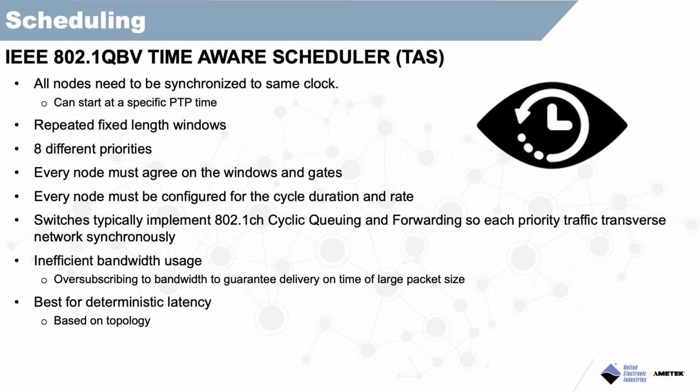Switches implement something called 802.1Qch, cyclic queuing and forwarding, so that latency can be measured and traffic can traverse the network. Even non-TSN traffic is gated and is released in time slots, which can result in bursts of traffic that belong to a longer stream. This system can be somewhat inefficient with bandwidth, as the windows or gates are sized to the largest packet. Even if the actual packet is less and doesn't use up all the available bandwidth, you still have to open that gate and then close that gate.